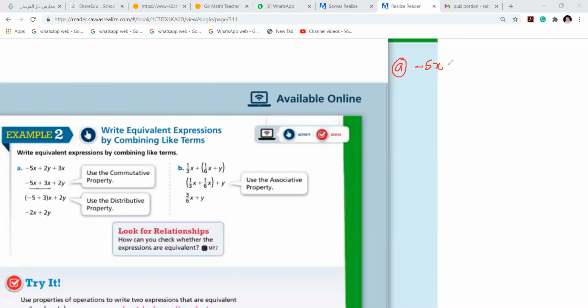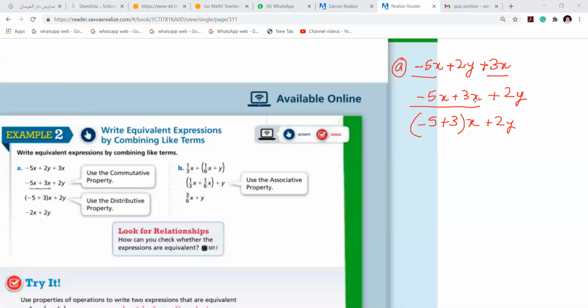Minus 5x plus 2y plus 3x. What did I teach you, Dana, for this one? Search for the same family, come on. 5x, 3x. Okay, let me write here. 5x plus 3x and then 2y. Okay, what do I have to do to this? Minus 5 and 3. Yes, very good. Minus 5 plus 3 means I have to subtract them.